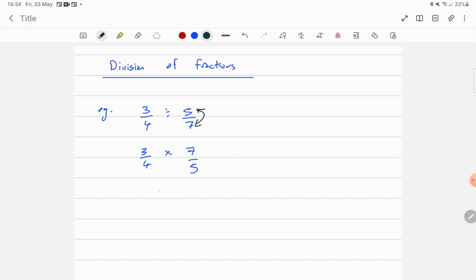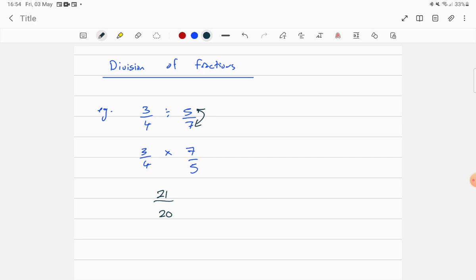So 3 times 7, 21 all over 20. So that's your normal multiplication. So it's just a pre-step there to convert that division sign into a multiplication sign by inverting and multiplying. So this is your operations in terms of fractions.